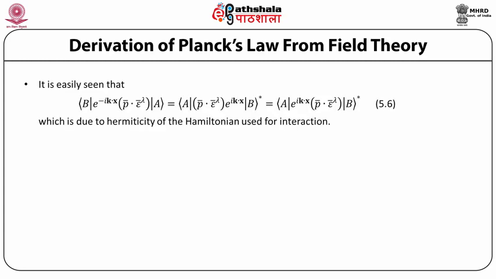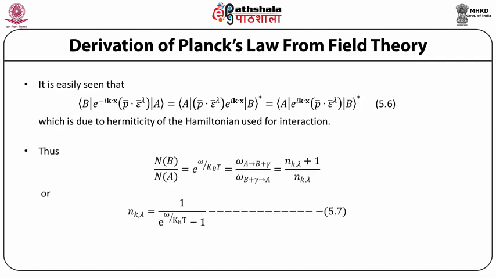It is easily seen that the matrix element between b and a of exponential minus ikx p dot epsilon is equal to the conjugate, namely the matrix element of p dot epsilon into exponential plus ikx between the states A and B. That is, A is the bra and B is the ket. The whole thing is complex conjugated. So that is equal to exponential ikx into p dot epsilon between the states A and B, the complex conjugate of that. This is due to hermiticity of the Hamiltonian used for interaction.